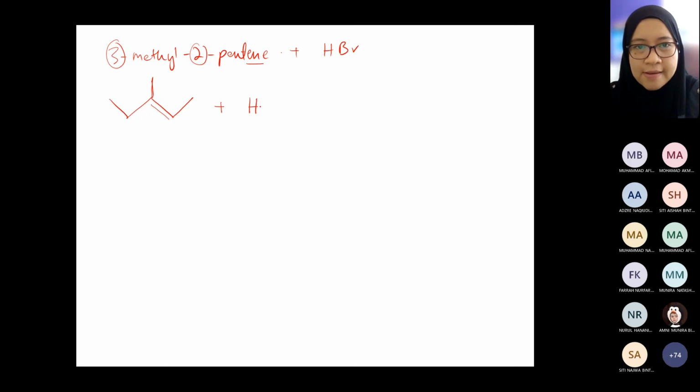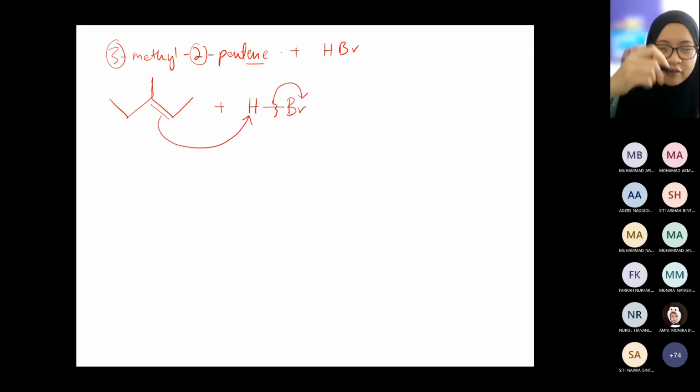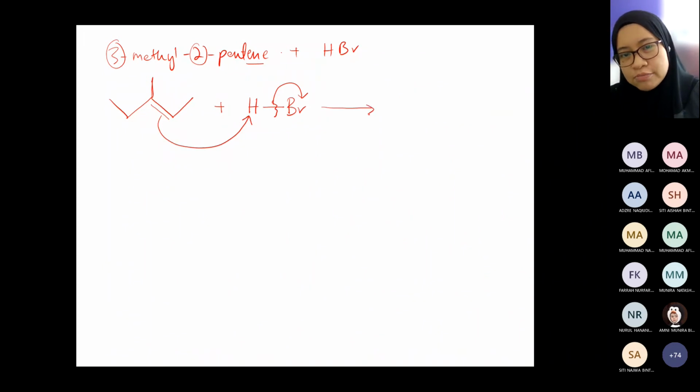React with HBr. Macam biasa, dia akan attack the H. So this one will be broken. Both of the electron will be given to Br. Dia punya arrow kena melengkung, dia bukan straight arrow. In organic chemistry dia curve arrow. So it should be curve arrow. Okay, so ada 2 probability here. So let's go for, kalau based on major product lah.